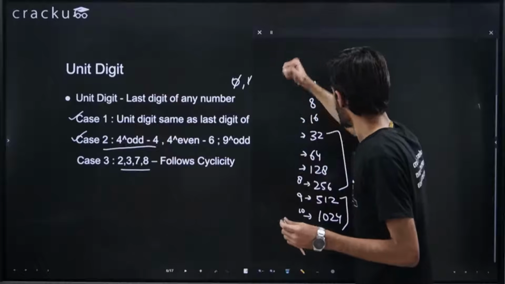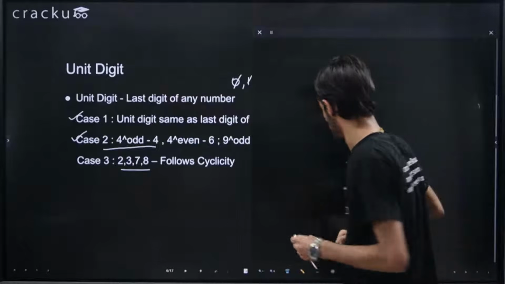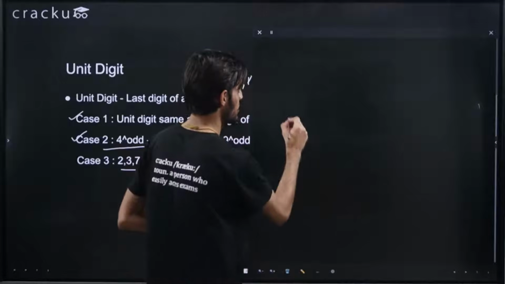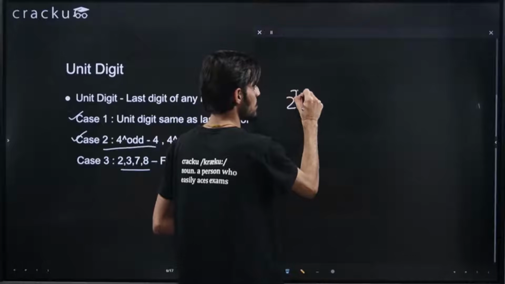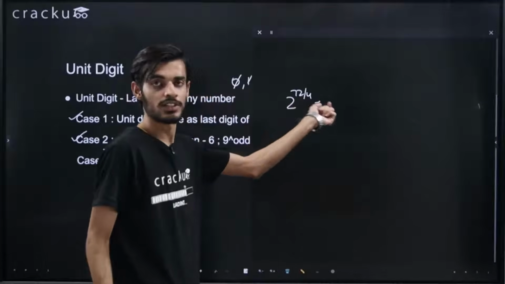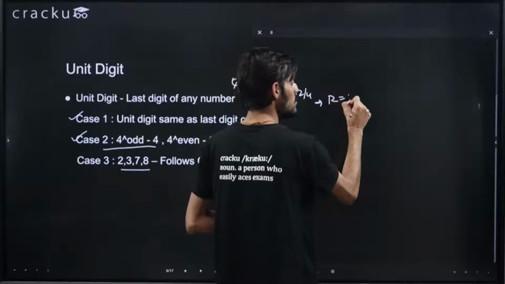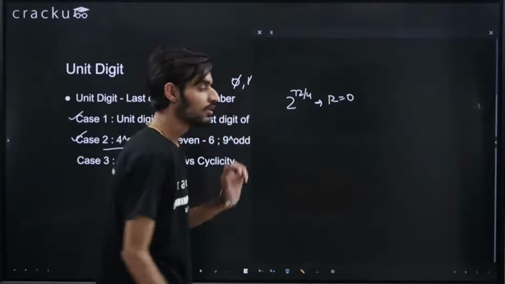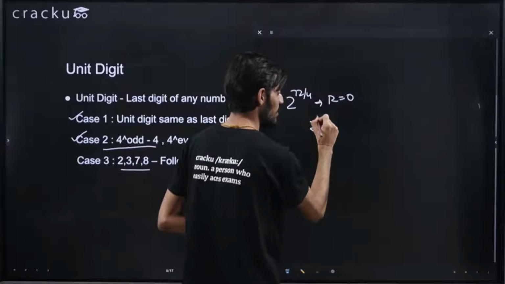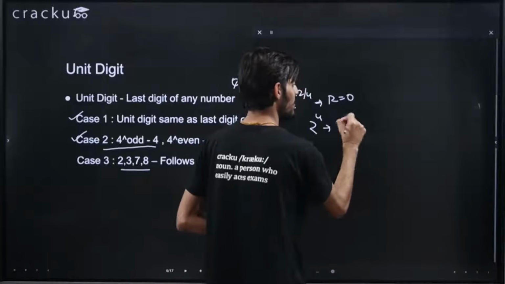Let me take one example. Let's say I have the value 2 raised to power 72. If I am dividing it by 4, because 72 is completely divisible by 4, I will get a remainder of 0. So if I am getting a remainder of 0, in that case I need to check the fourth power. That is 2 raised to power 4 is 16. 6 will be the unit digit.